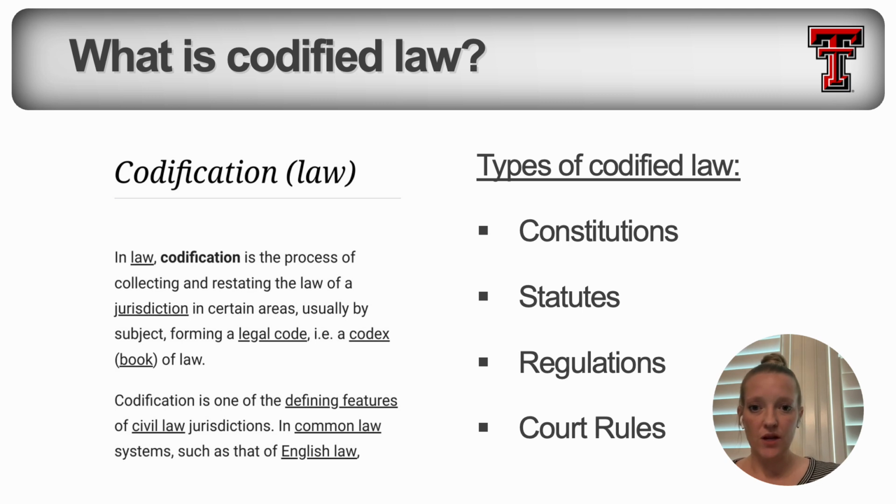So what are some different types of codified law? You can see listed here, we've got statutes and regulations are common types of codified law that you'll often be researching. Codified law can also encompass constitutions or even local court rules.